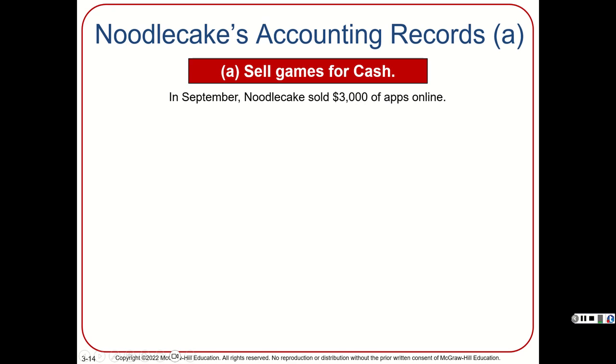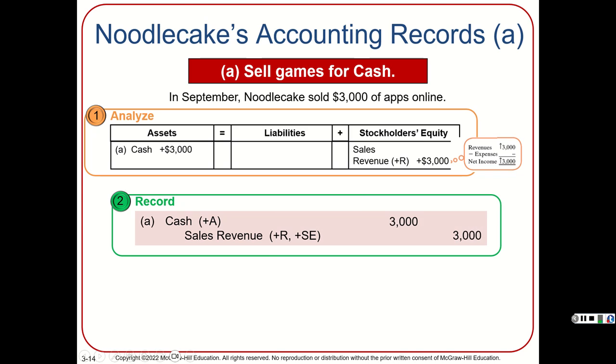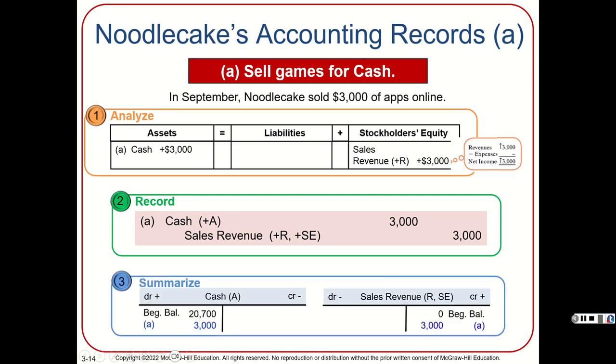So now we're going to go through the examples. In September, the company sold $3,000 of apples online. Your cash is going to increase by $3,000, and your revenue is going to increase by $3,000. This is your recorded transaction. Cash is the debit. It's increasing $3,000. Your sales revenue is a credit, and you're increasing the stockholders' equity by $3,000. I said retained earnings, I meant revenue. When you increase revenue, you also are increasing the stockholders' equity. And then you summarize the transaction. So we have a beginning balance in our cash account of $20,700. We received the $3,000 for the apples, and then our sales increases over here as well.